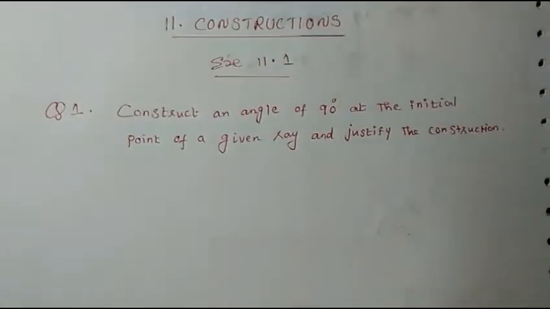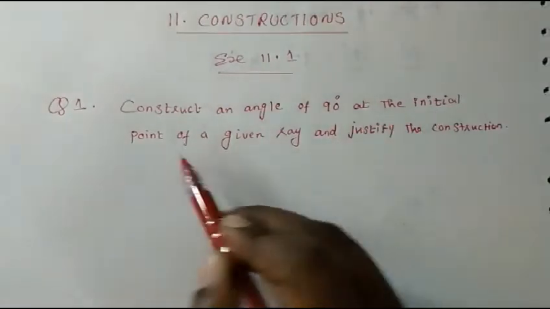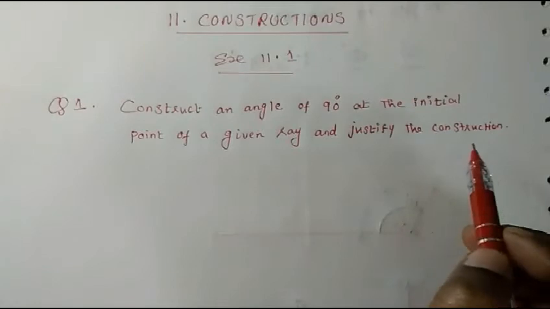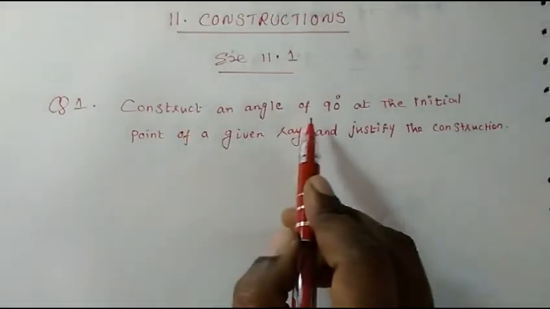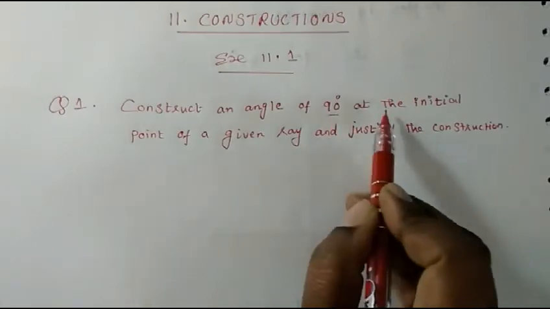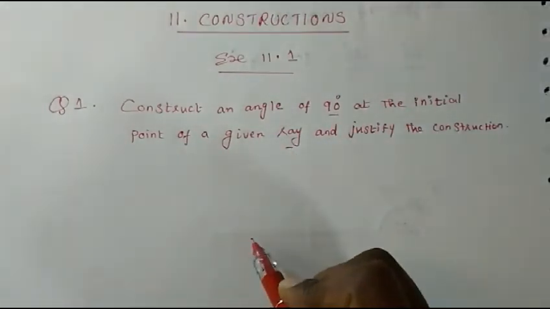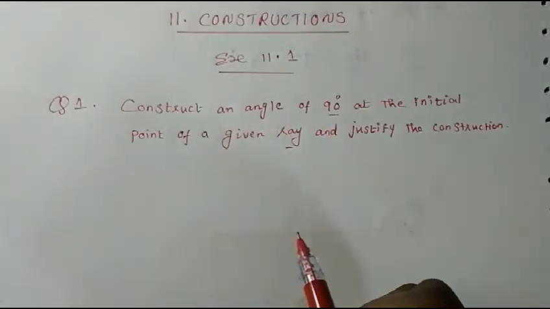Today we are going to study chapter 11 constructions, exercise 11.1, question 1. Construct an angle of 90 degree at the initial point of a given ray and justify the construction. It's very easy. First, we have to construct the angle of 90 degree at the initial point of a given ray. So that means we have to draw a ray first, then we have to construct the angle of 90 degree.